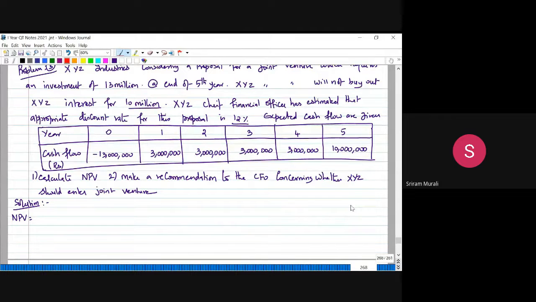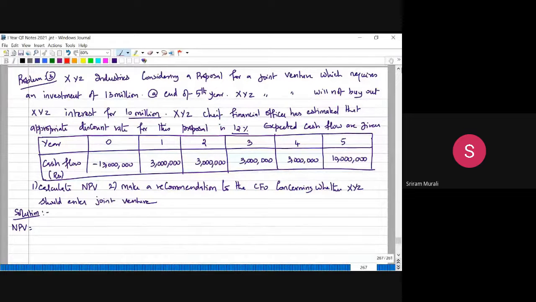XYZ industry is considering a proposal of a joint venture. It requires an investment of 13 million. I am investing 13 million, and at the end of the 5th year XYZ joint venture will buy out XYZ's interest for 10 million. The XYZ chief financial officer has estimated that the appropriate discount rate is 12%, and cash flows for all 5 years are given.